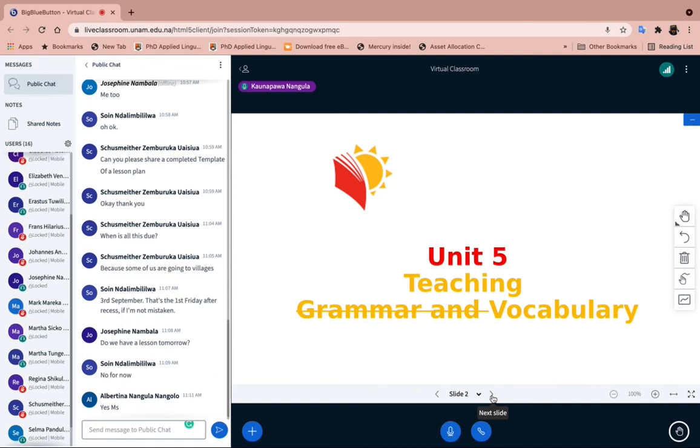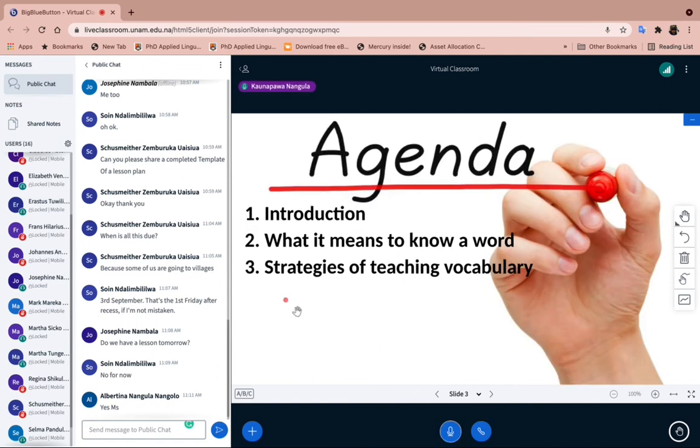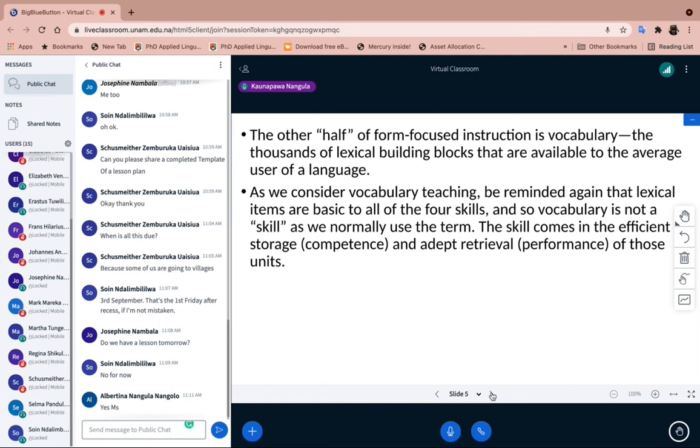Teaching vocabulary. In this lesson, it's going to be one of the shortest ones. And we're going to look at an introduction and then what it means to know a word and then strategies of teaching vocabulary. It's going to be really simplified, very simple. Okay? Introduction. So the other half that we're going to look at is still form-focused instruction, but of vocabulary specifically.